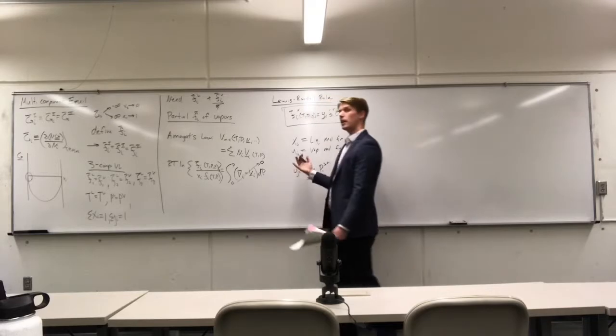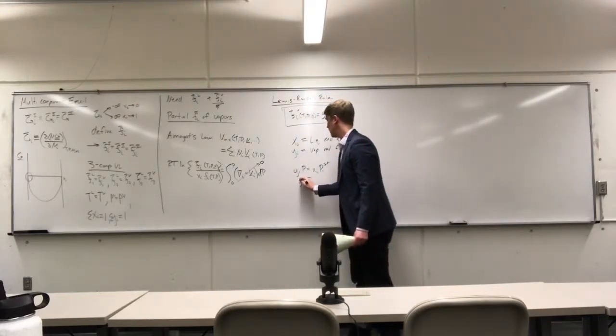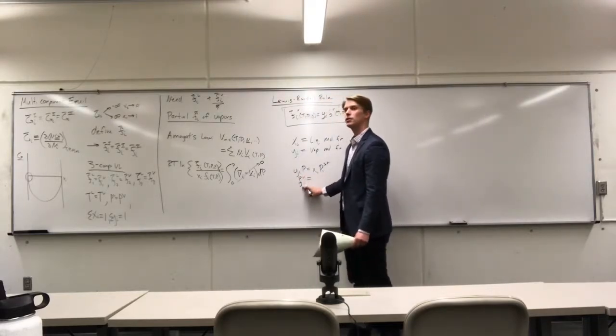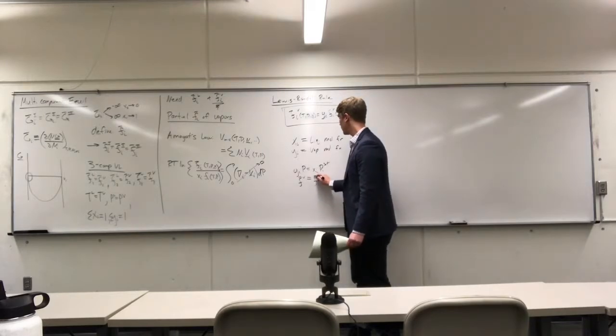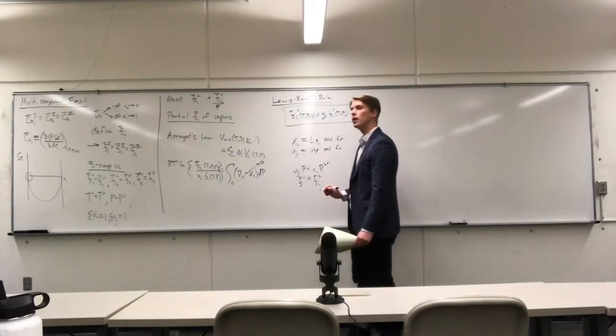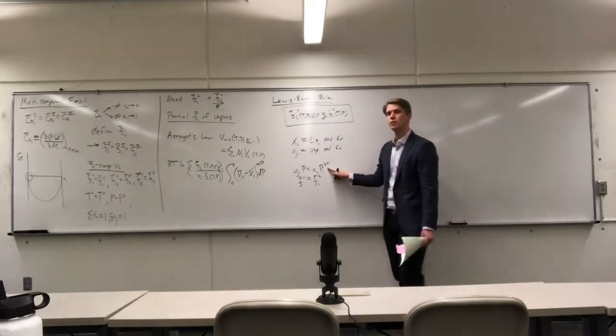So if we connect the dots a little bit, this left-hand side is the partial fugacity of the vapor phase. The right-hand side is the partial fugacity of the liquid phase. We'll talk about this one in just a moment.